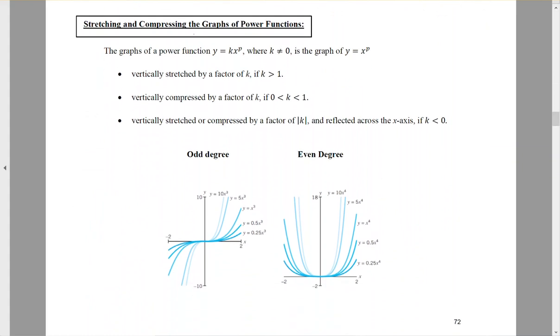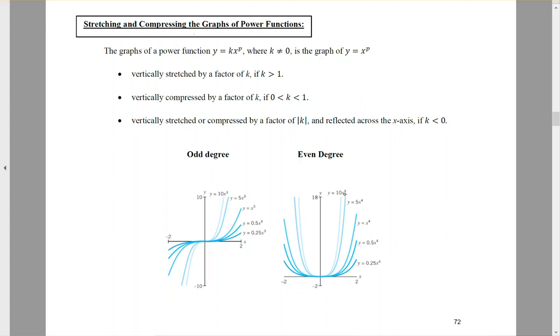So the bottom part here, I'll let you read through that on your own, but it talks about if k is a number bigger than 1, it's going to get stretched. If it's a fraction between 0 and 1 or a decimal between 0 and 1, it's going to compress it. So you can take a look at 0.25 versus a 10 in front. The 10 goes up pretty quick, it's stretched. The 0.25 kind of compresses. It's gotten flattened out. That's what we mean by compressed.